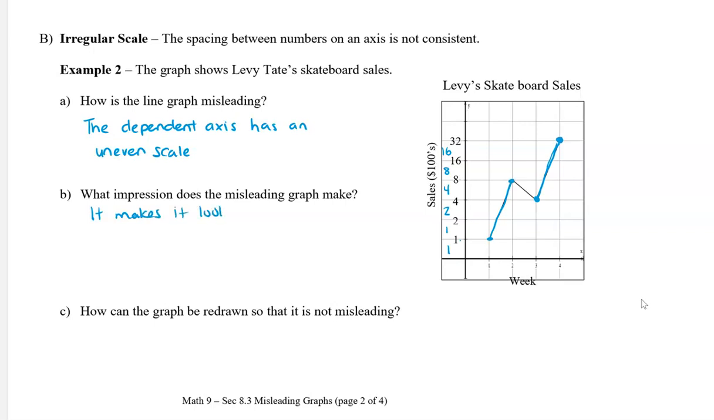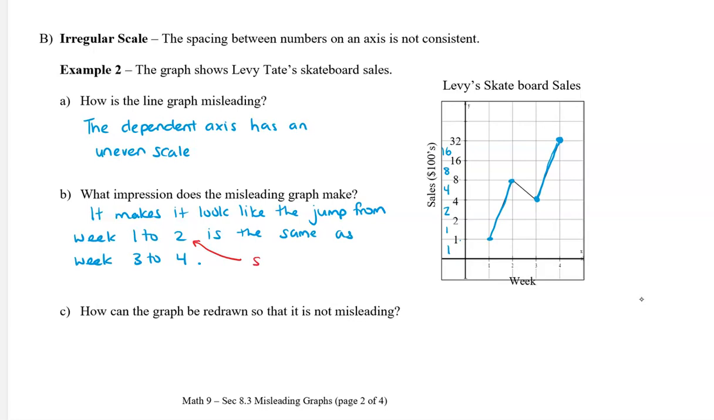So it makes it look like the jump from week 1 to 2 is the same as week 3 to 4. Now I'm going to write the numbers in reality. So week 1 to week 2 is actually $700, and then week 3 to week 4 is actually $2,800.